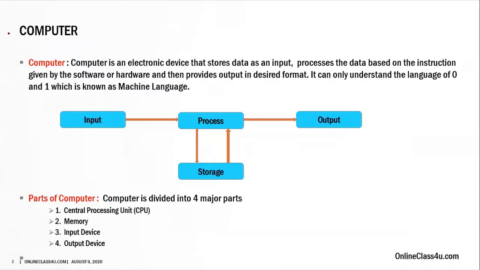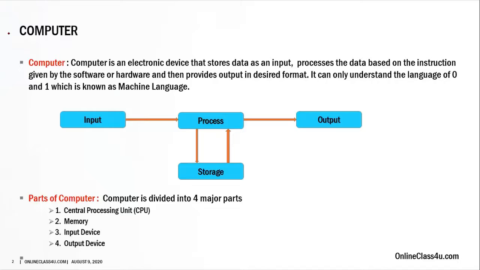Today I will be going to teach you some basics of computer. What is a computer? A computer is an electronic device that is designed to work with information. It is used to store data as an input, then process that data based on the instructions given by the users or the software or the hardware, and then after processing it outputs it into a desired format.